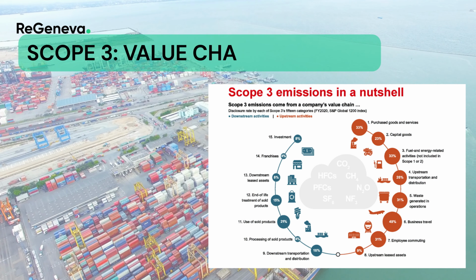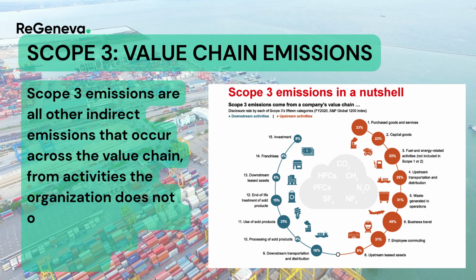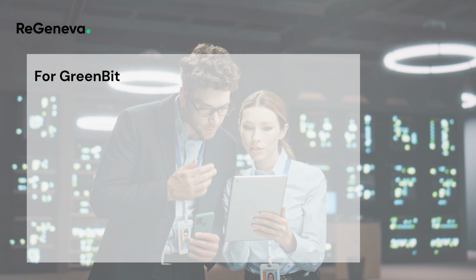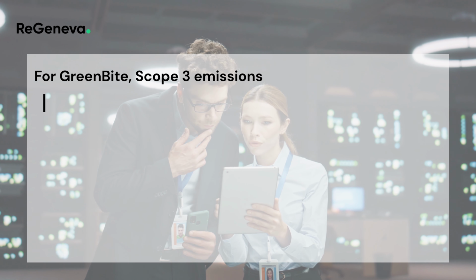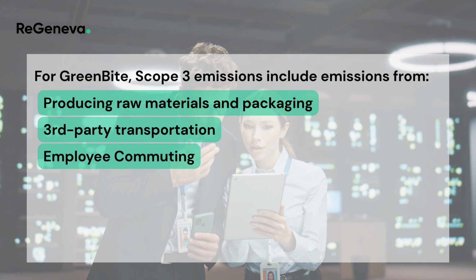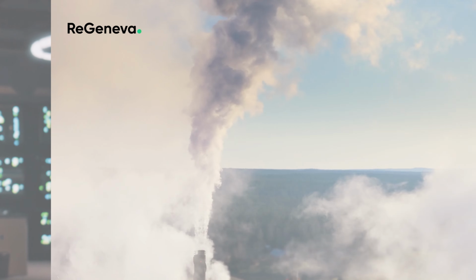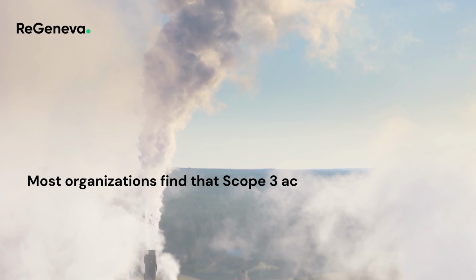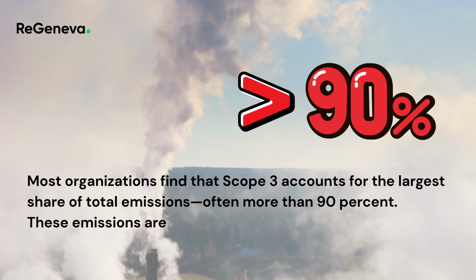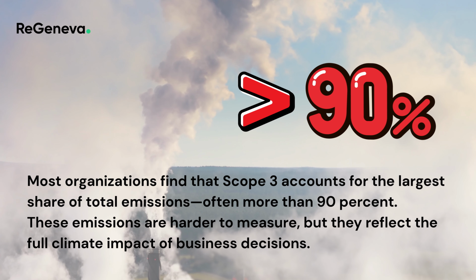Scope 3 emissions are all other indirect emissions that occur across the value chain, from activities that the organization does not own or control, but that are linked to its operations. For Greenbite, Scope 3 emissions include emissions from producing raw materials, packaging, third-party transportation, employee commuting, waste treatment, customer use of products, and disposal of packaging. Most organizations find Scope 3 accounts for the highest share of their total emissions, often 90%. These emissions are harder to measure, but they reflect the full climate impact of business decisions.